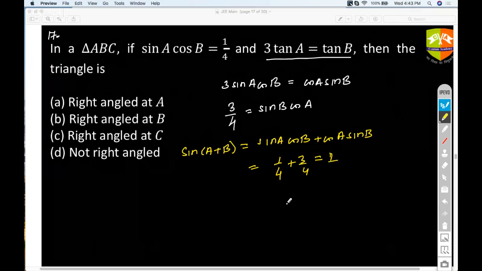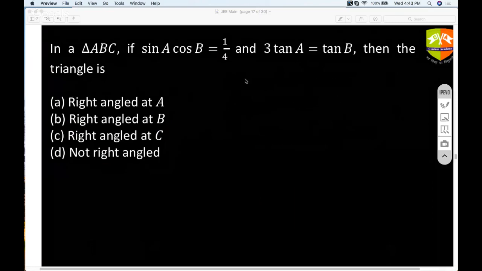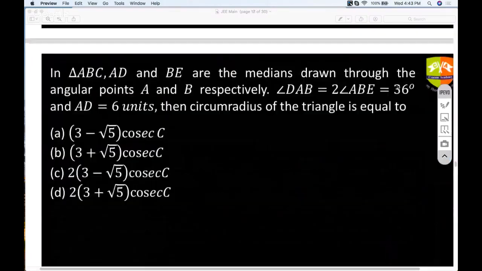That would be going to be 1 by 4 plus 3 by 4. That's going to be 1. In other words, A plus B is going to be 90 degrees, which implies C also has to be 90 degrees, which clearly means it's a right angle triangle at C, right? Again, an easy one. Let's move on to the 18th question.